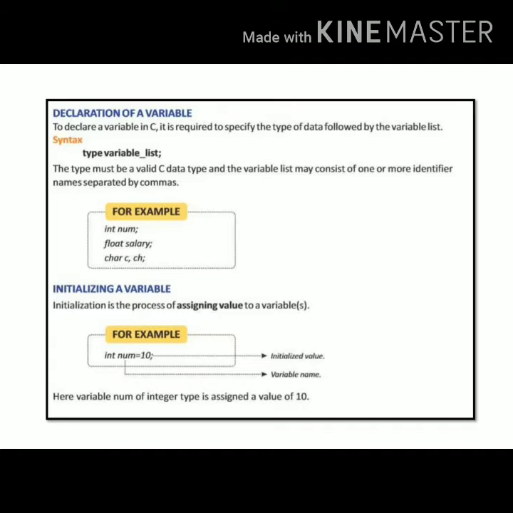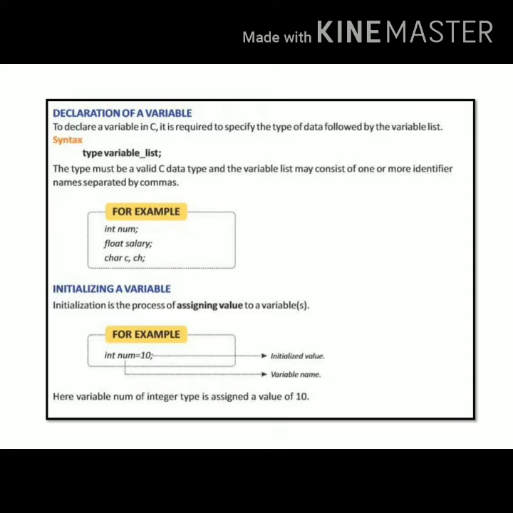So how are we going to declare? Suppose you want to add two numbers, say 2 plus 3. If I take the variables as a and b, to declare those variables I'll write int a, b. Here, for example, you can see int num, float salary, char ch, that is character again, c, ch. So how is it initialized?